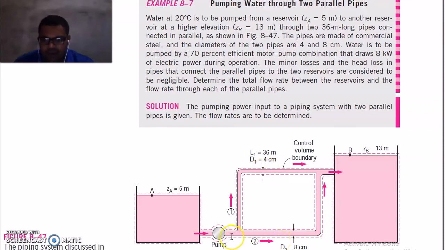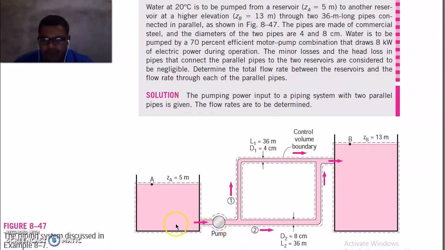Water is to be pumped by a 70% efficient motor-pump combination. The combination draws 8 kilowatts of electric power during operation. The minor loss and head loss in the pipe connected to the parallel pipes of the two reservoirs are considered negligible. Determine the total flow rate between the reservoirs and the flow rate through each pipe.